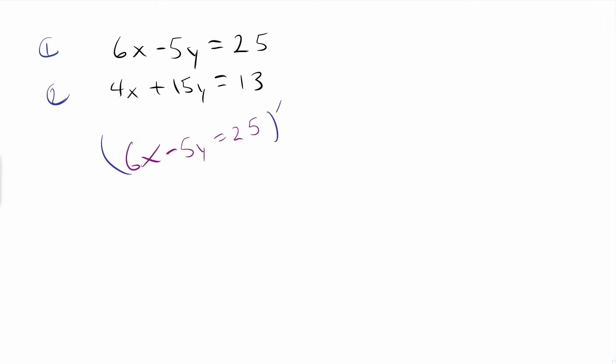I'm going to multiply this whole thing by 3. And I probably shouldn't put an x for times, but times 3. Now what I'm saying here is I'm multiplying this whole left side by 3, and this whole right side by 3. I'm allowed to do that because as long as I do the same thing to both sides, the equation is still balanced. So I have an equivalent equation. When I do that, I get 18x minus 15y equals 25 times 3, which is 75.